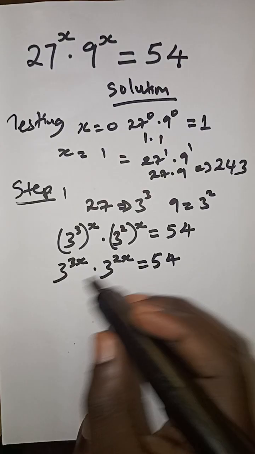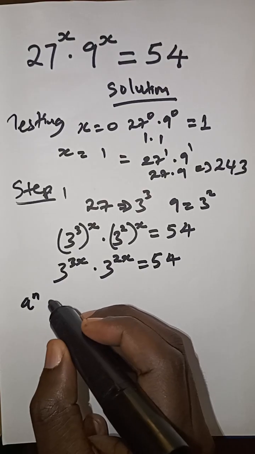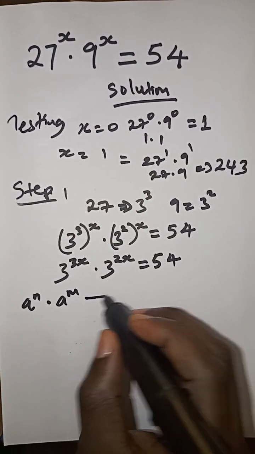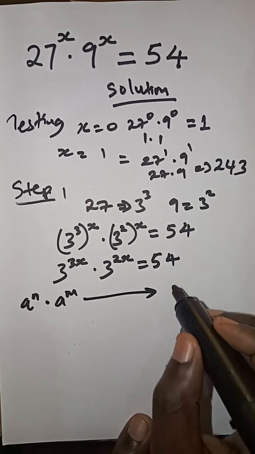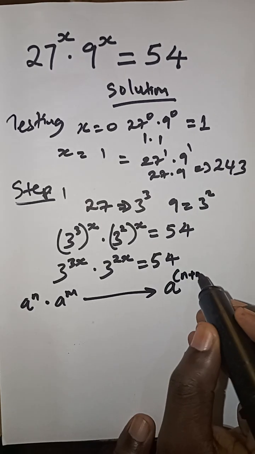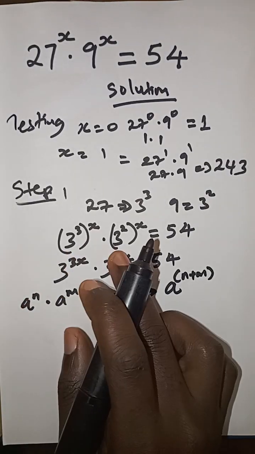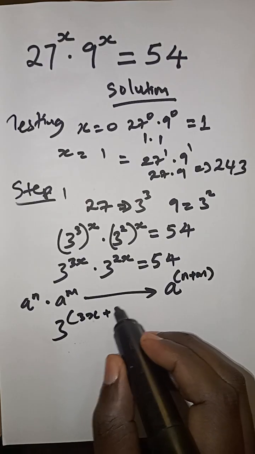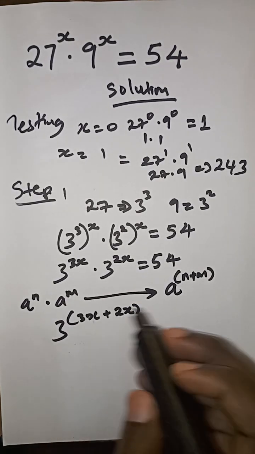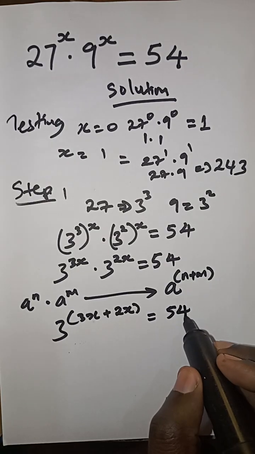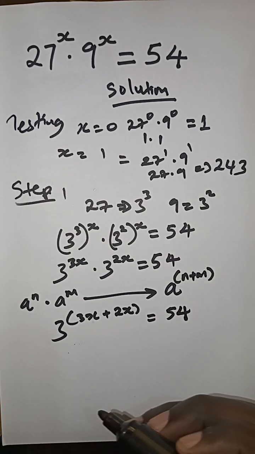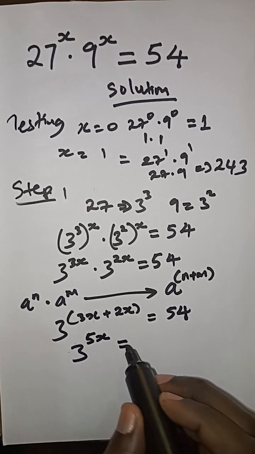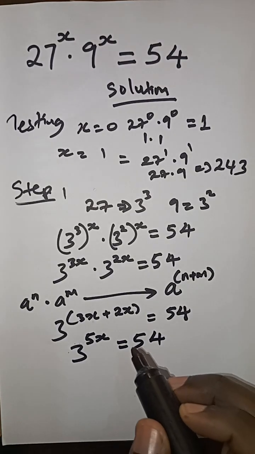Next, another law of exponents. If you have a raised to n multiplied by a raised to m, since the bases are the same, this is exactly the same as doing a to the power of n plus m, adding the powers. So applying that here, I have 3 to the power 3x plus 2x, and since the base is the same, I should end up getting 54, which can be simplified as 3 raised to power 5x is equal to 54.